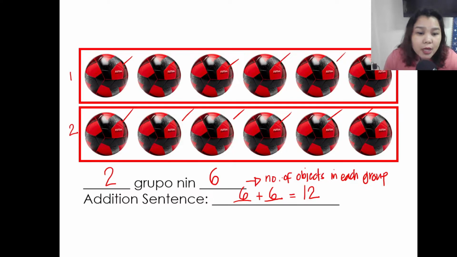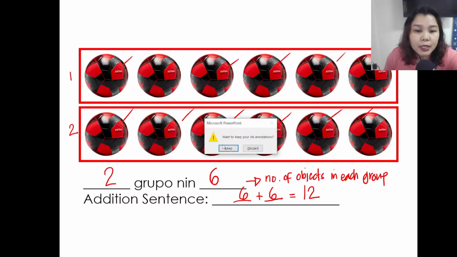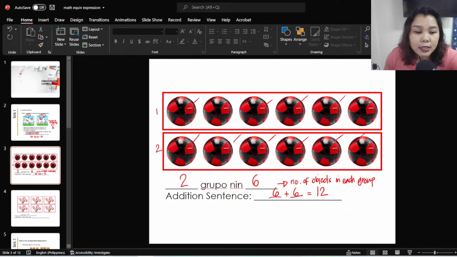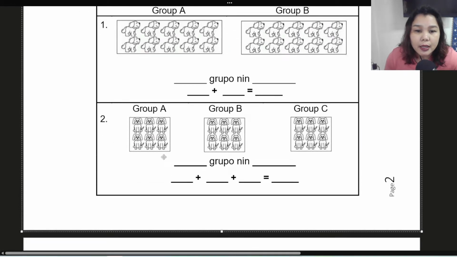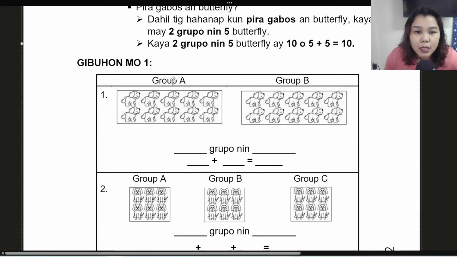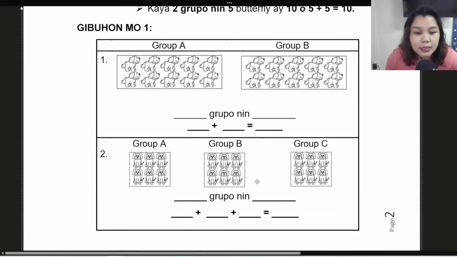That is what you have to do on the gibuhon mo 1. So, yan. So, the group A, group B, may clue na siya kung pirang groups. Ano po? So, blank grupo nin, then ilang laman, and then blank plus blank. It happens na dito naka-prepare na ang blanks. You don't need to recheck kung ilan dapat na ulit-ulit.